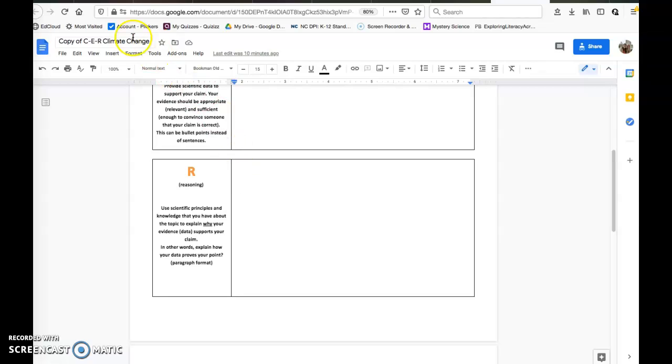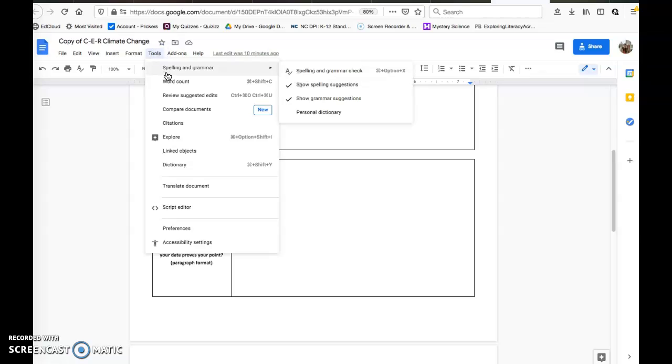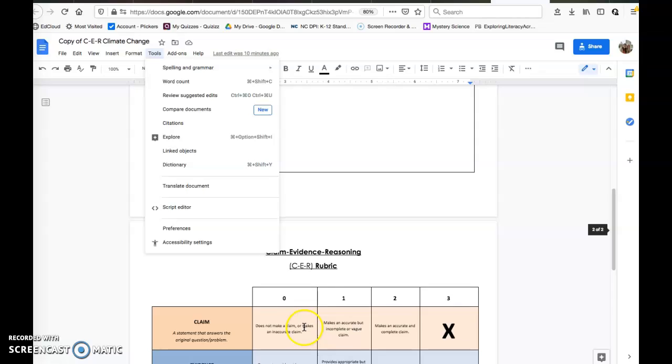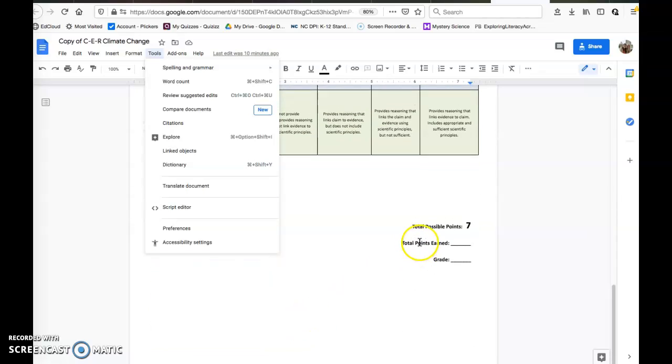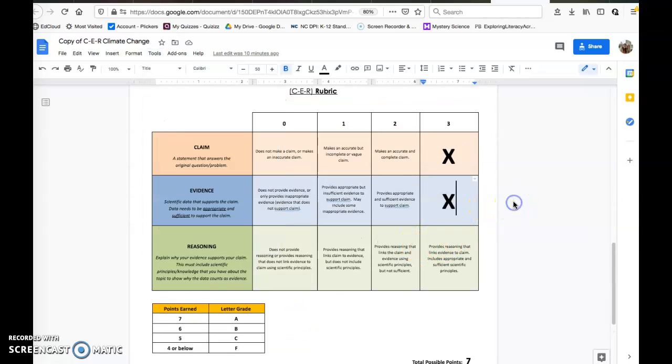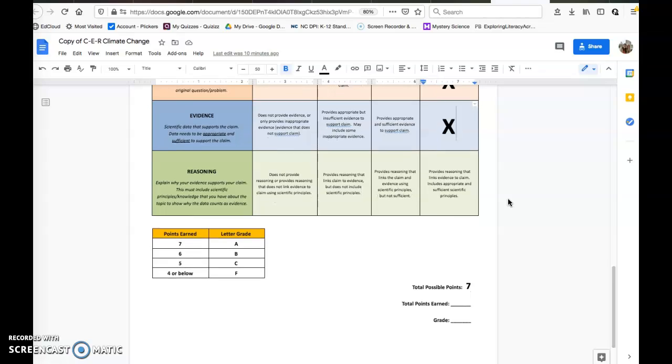because this is a Google Doc. Remember, all you need to do to check your spelling and grammar is click spelling and grammar right here. Down below I have a rubric for you showing how you're going to be graded on these, so pay attention to that as well. And if you critique your own work, you should be able to tell what possible points you would earn.